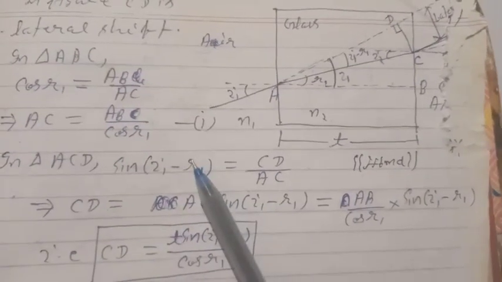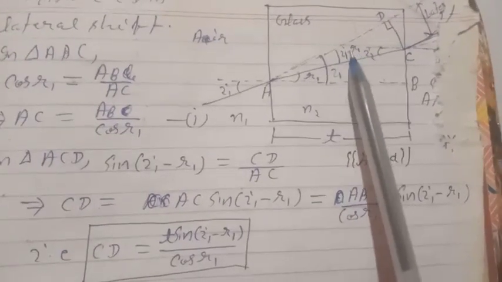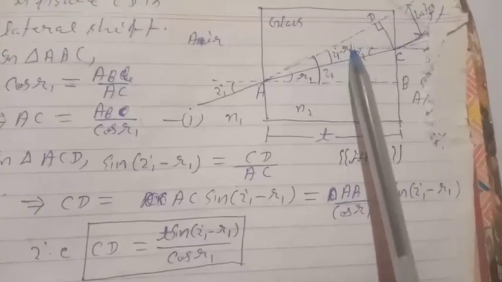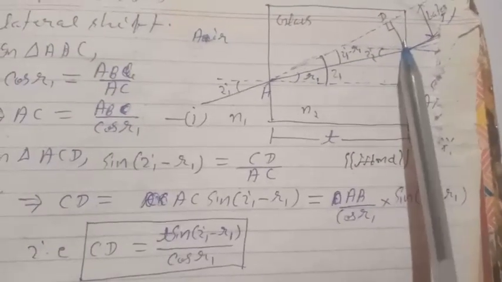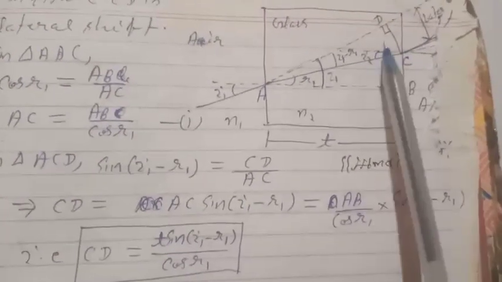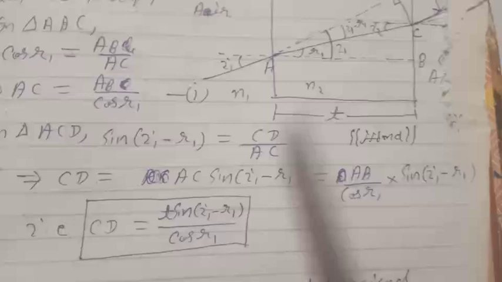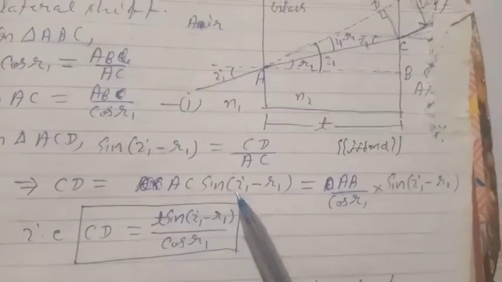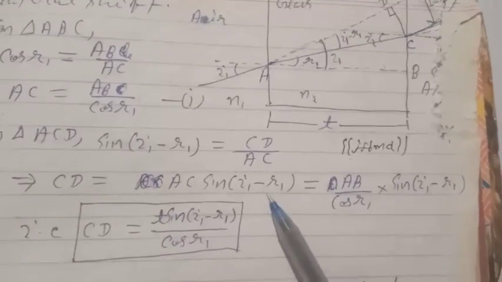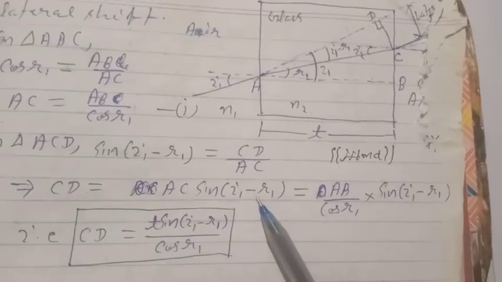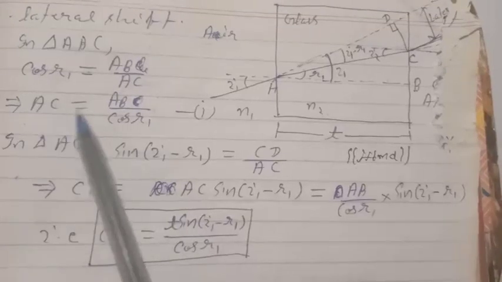Again in triangle ACD, this is the triangle ACD. Sin(I1 minus R1), this is the angle I1 minus R1. So sin(I1 minus R1) will be CD by AC, because this is the perpendicular and this is the hypotenuse for this angle. This implies CD equals AC sin(I1 minus R1). Now we have calculated the value of AC from equation 1.